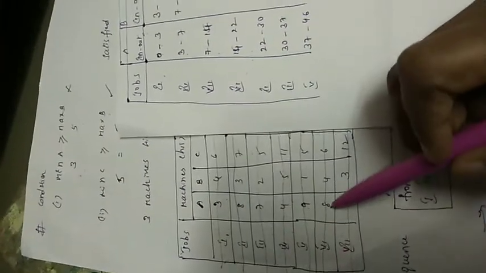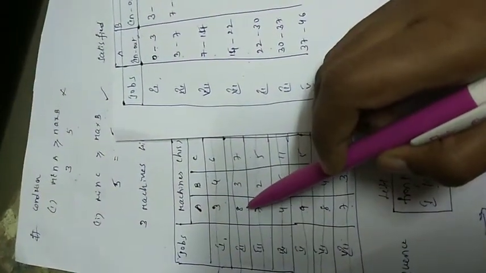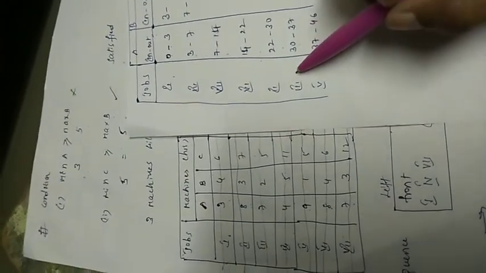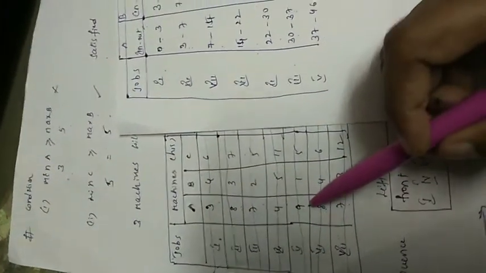7 plus 7 is 14, and 14 is taken here. This is the 6th job for A mission, which is 8. 8 plus 14 is 22, and 22 is taken here. The second job for A mission is 8, so 22 plus 8 is 30. The third job for A mission is 7, so 30 plus 7 is 37. Then the fifth job for A mission is 9.